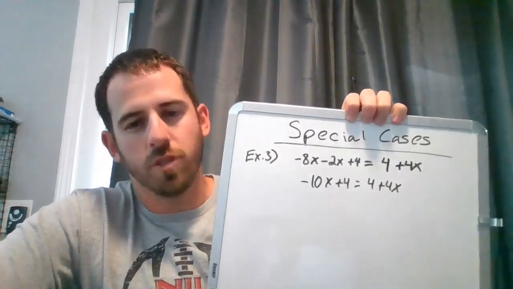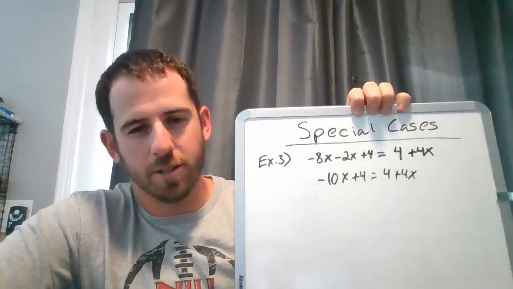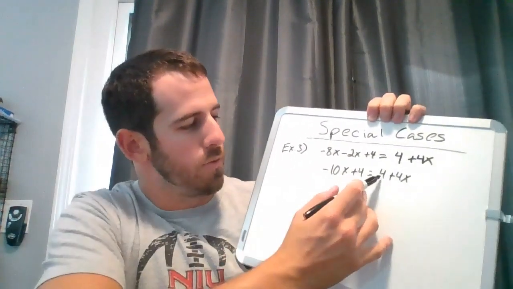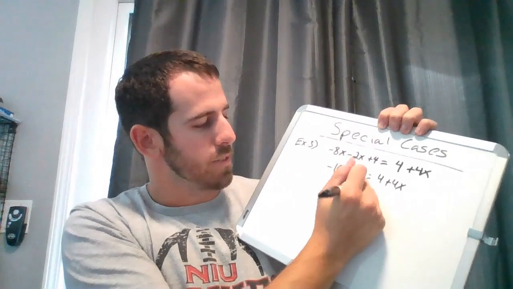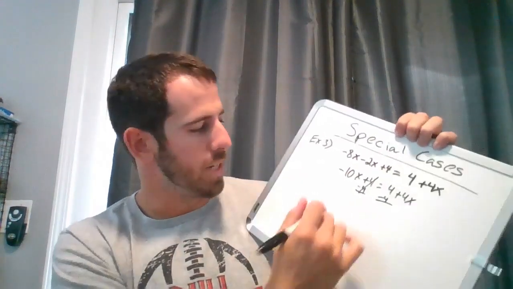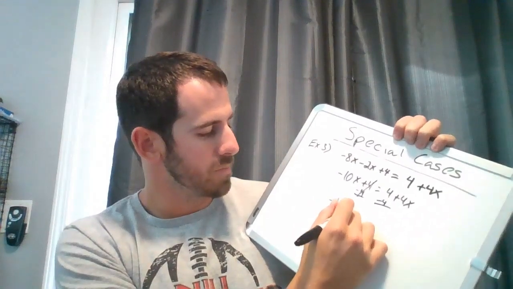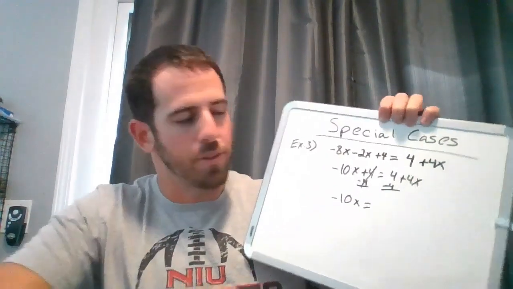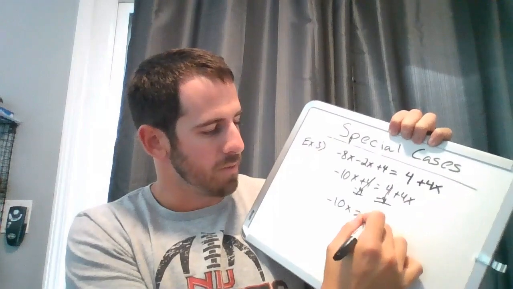Let's say you do move the number first. I'm going to show you why. You're still going to get the same answer, but you got to be careful. So 4, I'm going to subtract it from both sides. On the left, they cancel. So I have negative 10x left over. Equals, on the right, they're going to cancel. So I have a 4x left over.